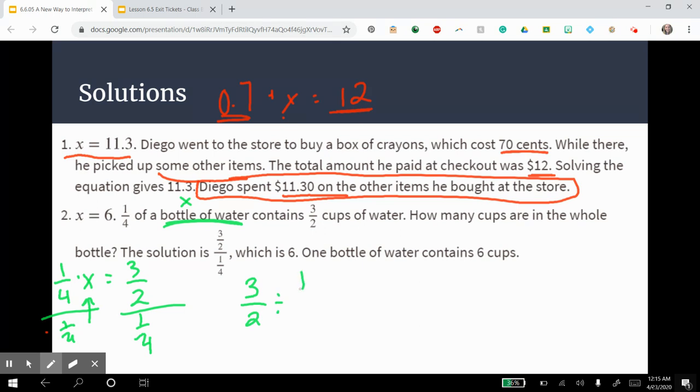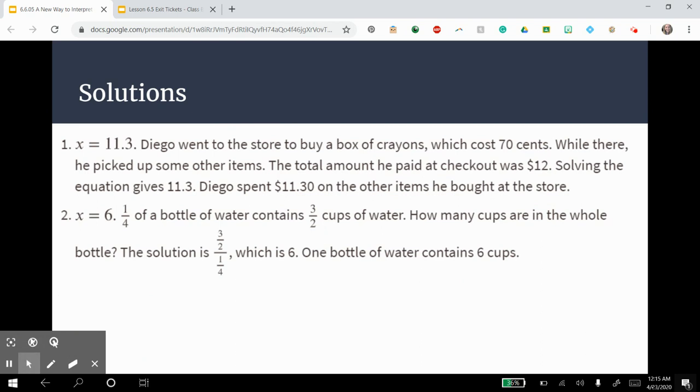3/2 divided by 1/4. Keep, change, flip. 3/2 times 4/1. Cross cancel. That becomes a 1. That becomes 2. And then you would get 6/1, right? One bottle of water contains 6 cups. So hopefully you wrote something kind of similar. It didn't have to be exactly the same. The story is up to you. As long as it got you the correct solution and made sense with the type of problem they were asking, it's a great story.